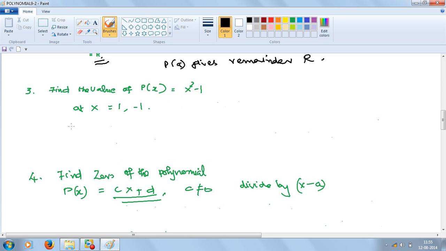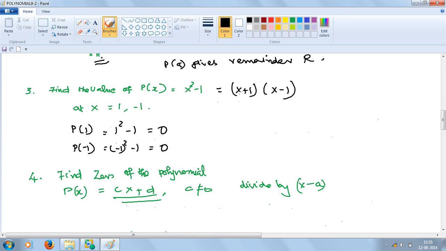So what happens? p of 1 is equal to 1 square minus 1, equal to 0. So p of minus 1 will become minus 1 whole square minus 1, this also will become 0. So what about x square minus 1 equal to x plus 1 multiplied by x minus 1. When x equal to 1, the equation becomes 0. When x equal to minus 1 also this equation becomes 0.